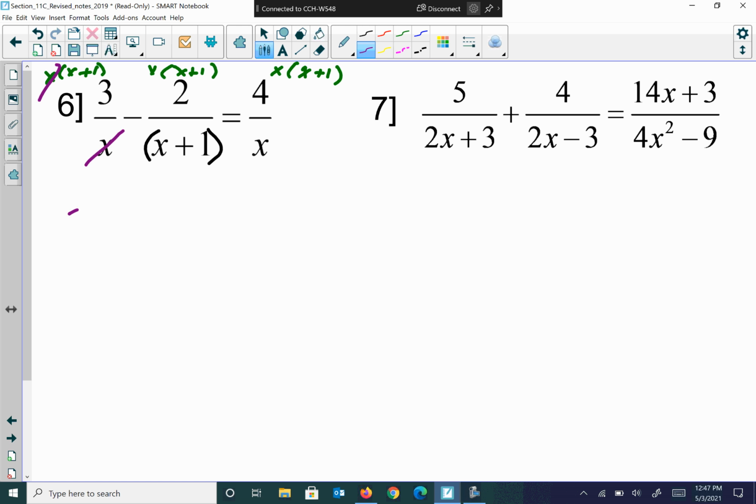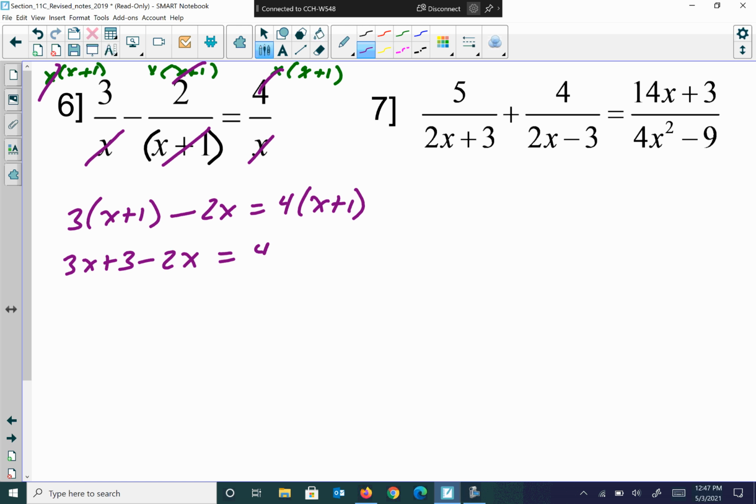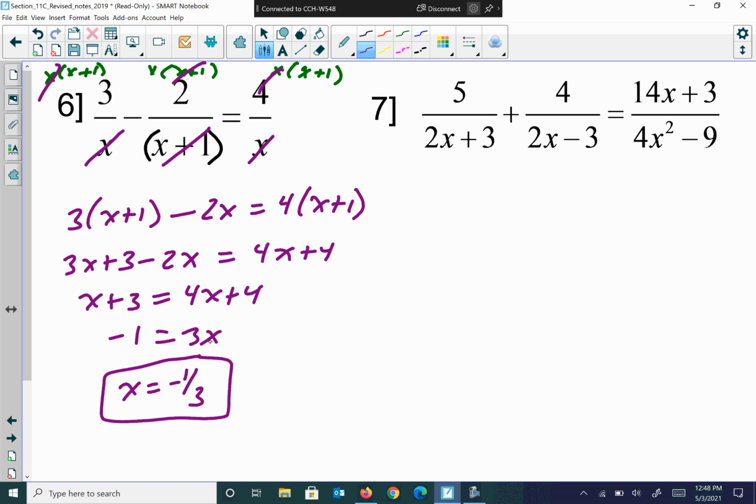So x cancels out, so I get 3 and then x plus 1 minus 2 and x equals 4x plus 1. Distribute over on the first. Distribute on the right side. So that's going to give me x plus 3 equals 4x plus 4. Subtract x. Subtract 4. So x equals negative 1/3. Negative 1/3, if I plug it into any of my original denominators, still comes out a number, so I think I'm pretty happy with negative 1/3.